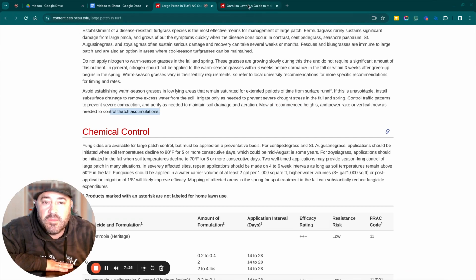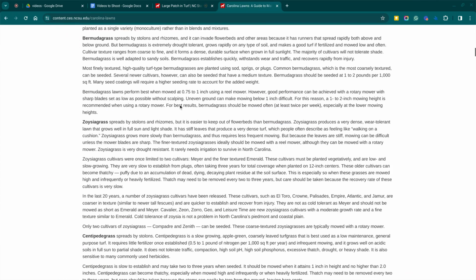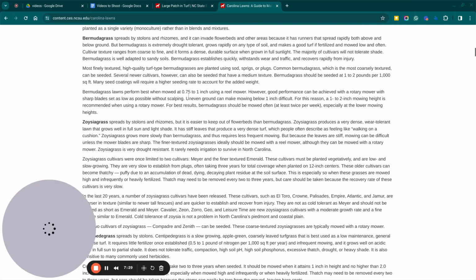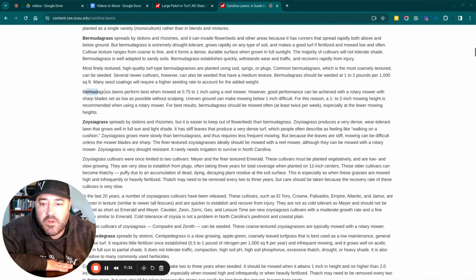So mowing at recommended heights. We're going to see the recommended heights. For Bermuda grass, if you have a reel mower, Bermuda grass lawns perform best when mowed 0.75 to 1 inch using a reel mower. If you don't have a reel mower, 1 to 2 inch mowing height is recommended when using a rotary. For best results, Bermuda grass should be mowed often, at least twice per week, especially in the lower mowing heights. So they suggest mowing Bermuda twice a week.